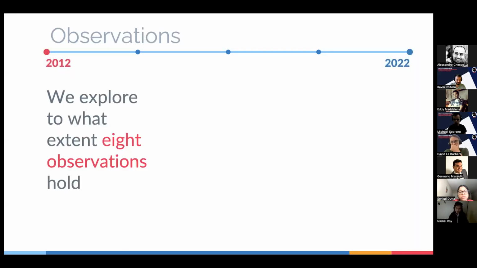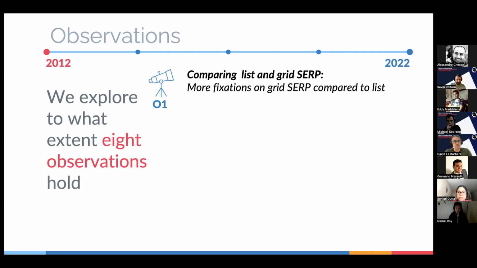In our study, we explore to what extent 8 observations hold from the Arguello et al. paper and the Shao et al. paper that we are trying to reproduce. For example, Shao et al. observed that users had more fixation on the grid SERP compared to the list layout.